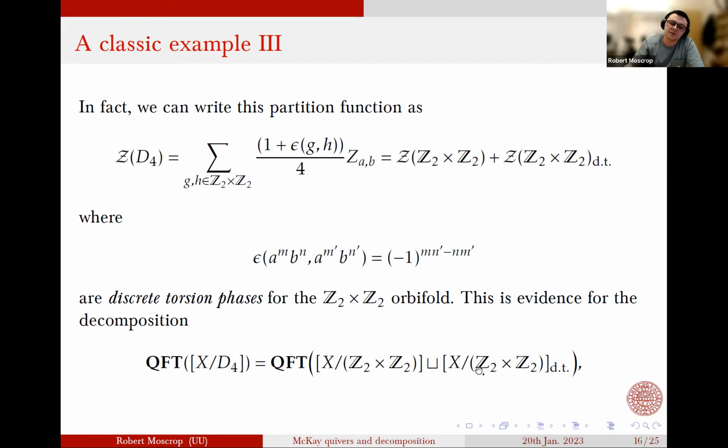And this is kind of the key point. The role that discrete torsion plays here is basically the source of this confusion in the maths literature about what the extra terms are in the McKay equivalent.